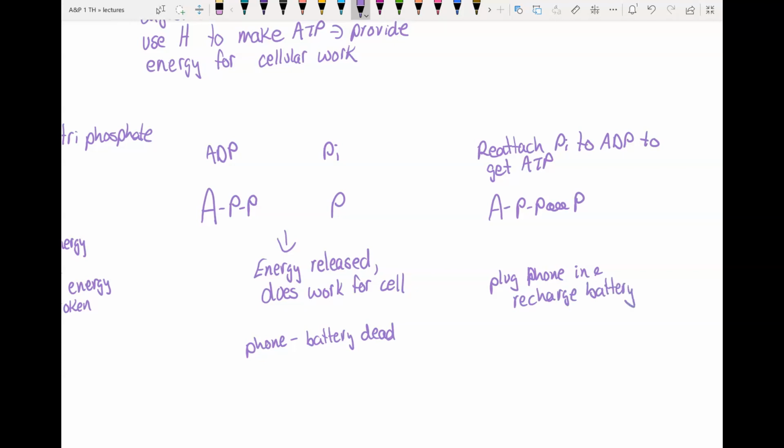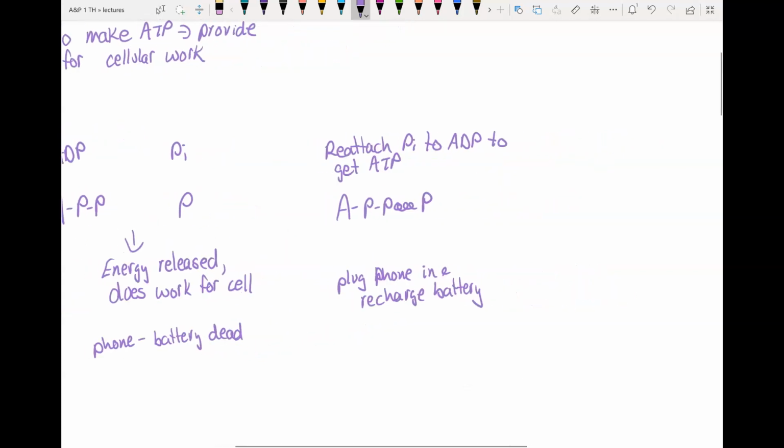Hydrogen is your charger. That is what you use to do this. So you use hydrogen that you get from your food. Remember, it's in the glucose, it's in the triglyceride. So think of hydrogen as like your charging cord for your phone. That's what you use to recharge this ADP and P back up to ATP.